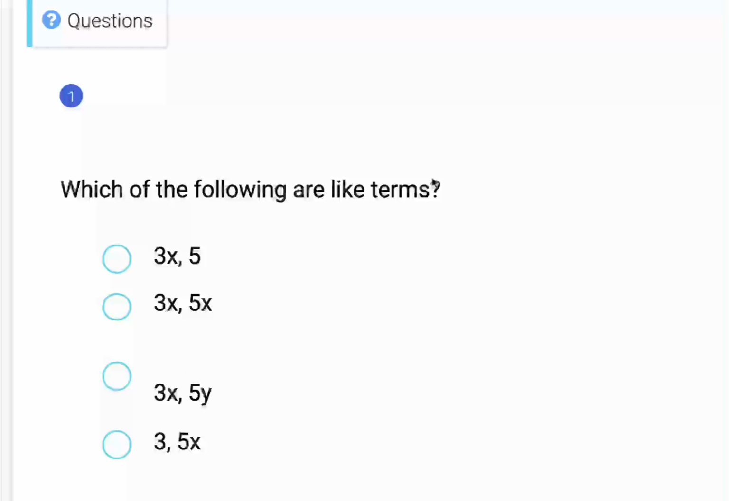This is the question that I did wrong. Can you explain the question, teacher? You should first understand the meaning of like terms. Like terms means you are using the same variable, letter, and the same exponent for this letter. So, which two of these are like terms?